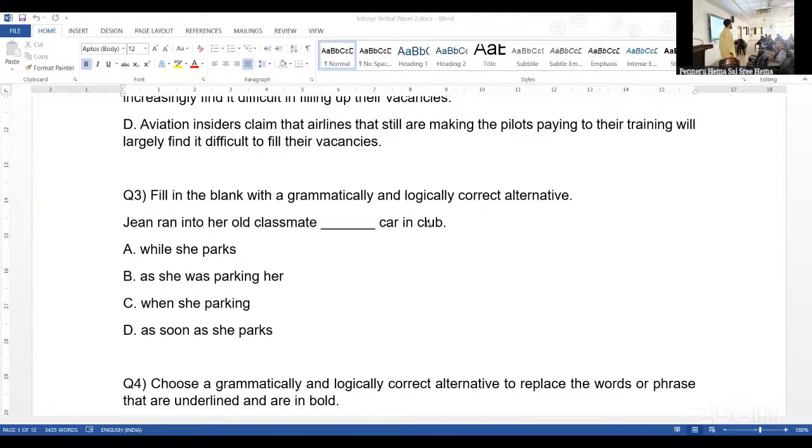Very good, correct. So ran is the past tense so we should use past continuous tense. Whenever we are using past continuous tense or past perfect tense we usually use one sentence in past continuous tense and another sentence in simple past. So that is the reason this is the answer.